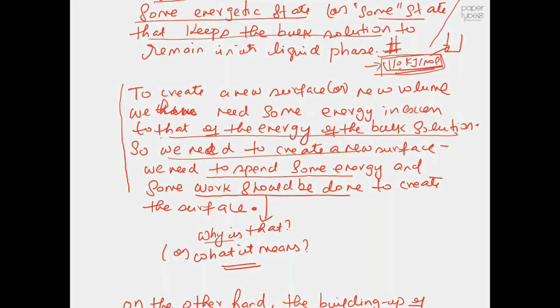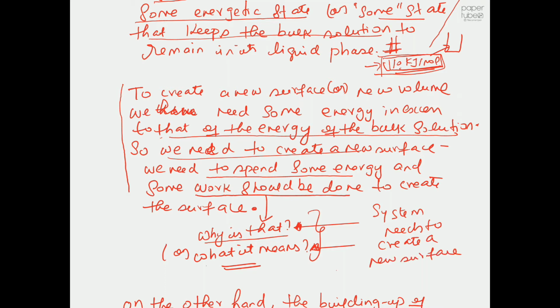So why is that and what does it mean? These are very difficult questions to answer. Whenever I say we need to create a new surface, it means the system needs to create a new surface that bounds the stable nuclei. So it's not an easy job.